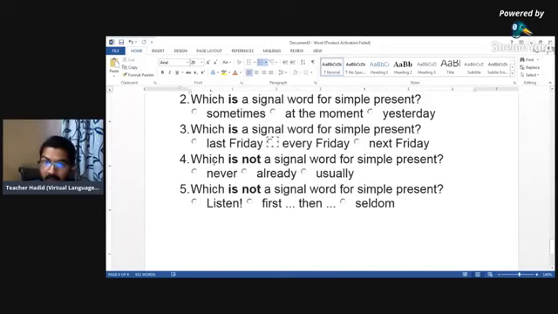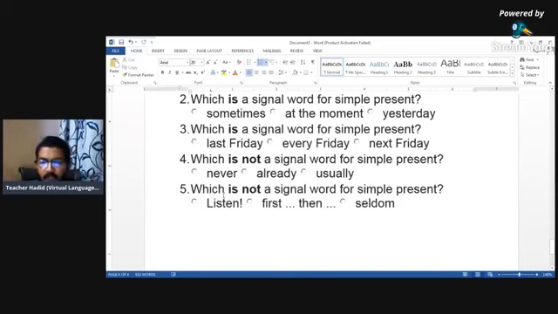Which is not, here it is tricky, which is not a single word for present simple sentence? Usually is a single word that we use in present simple sentence. Never is a single word that we use in present simple sentence, but already, yes, we do not use already in present simple sentence. Why? Already talks about an action that happened, that is finished. I have already talked with you, action completed. So already talks about an action which has happened, which is completed, and it means that you're talking about past. So we use already to talk about past. We do not use already to talk about present simple tense. We do not use already to talk about daily routine actions.